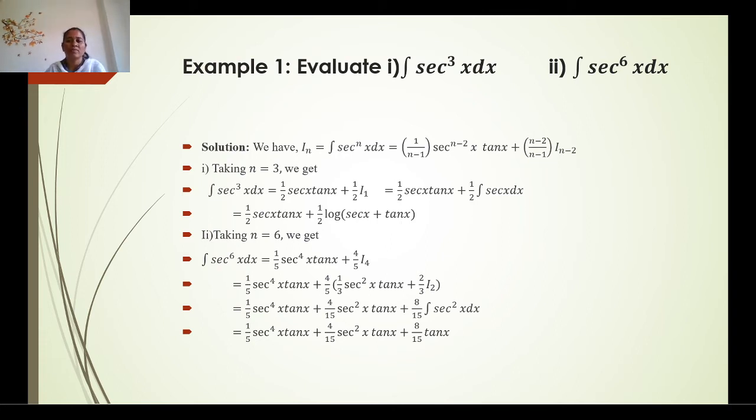So next, the second problem: secant to the power of 6 x dx. Take n is equal to 6 in the reduction formula. So we get 1 by 5 secant to the power of 4 x tan x plus 4 by 5 I4. Again write n is equal to 4 in this same formula. We get this equation: 1 by 3 secant square x tan x plus 2 by 3 I2. Again we have to take n is equal to 2 in this formula. We get 8 by 15 times the integral for n is equal to 2, that means secant square x dx. Then integrate this. The integral of secant square x is tan x. This is the required solution for problem number 2.